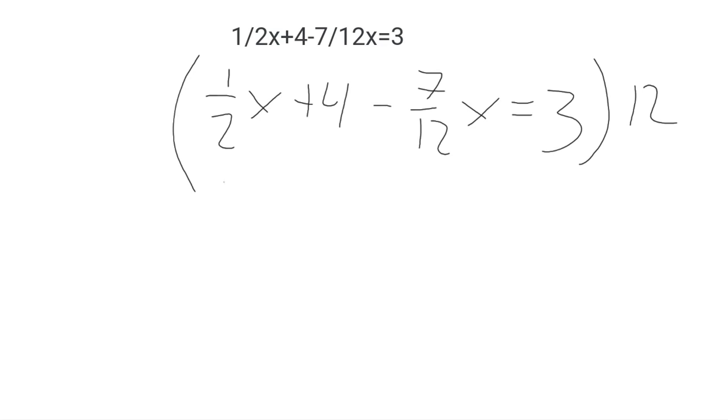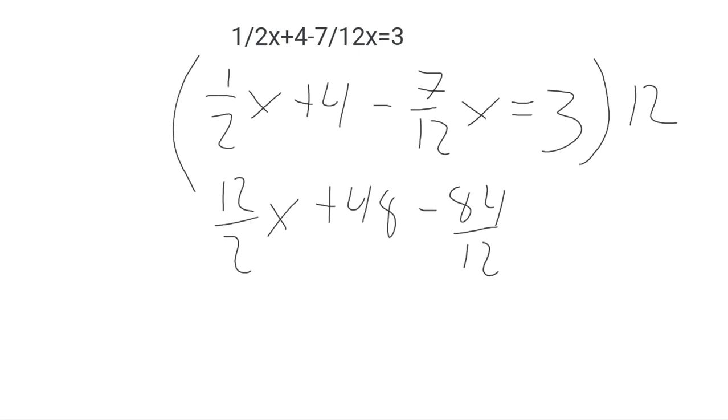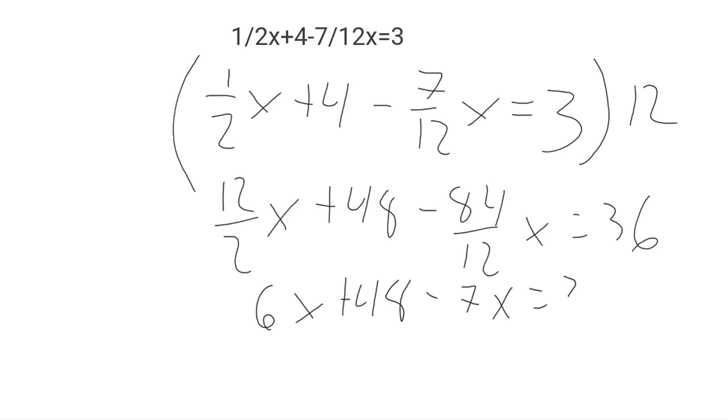So that means 1 times 12, 4 times 12, negative 7, and 3. So notice when I multiply everything by this, the denominators didn't get multiplied, just the top parts did. Reduce my fractions. Combine like terms.